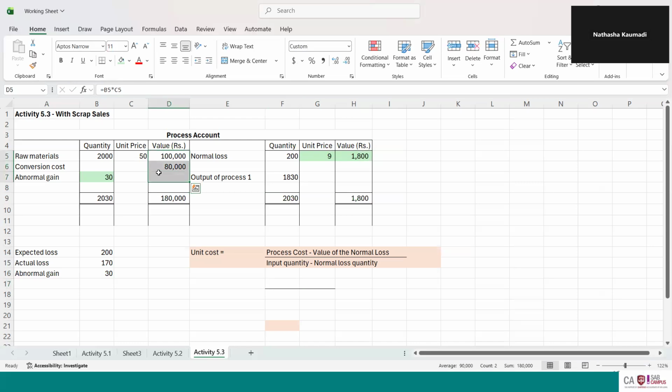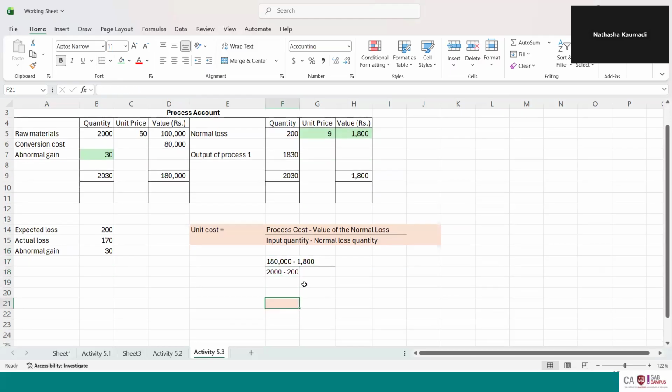Total of these 180,000, that doesn't change. Minus value of the normal loss, 1800. We know how to write it now. Input quantity, how many kilograms you have put? Input, 2000. Normal loss quantity, how many kilograms? 200. All right. Now what?